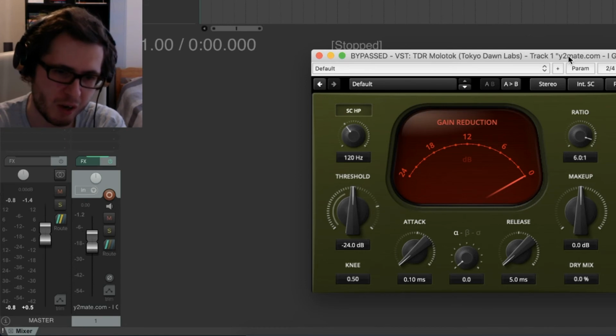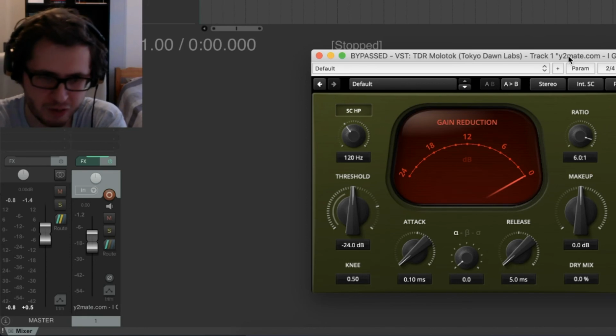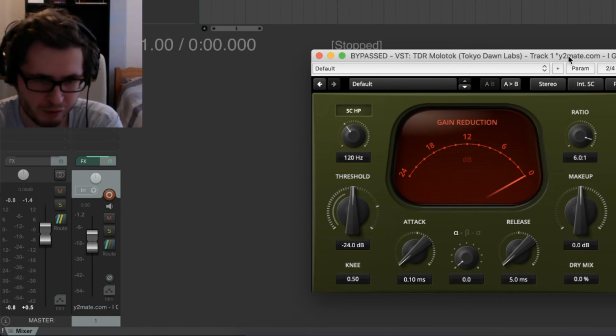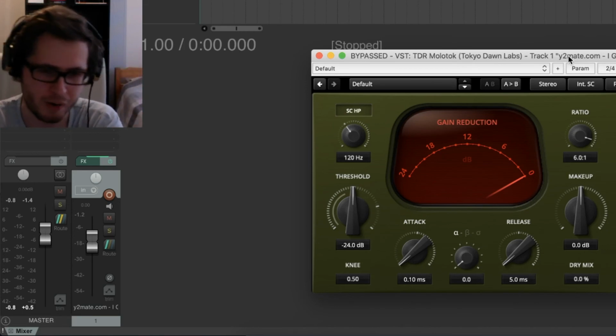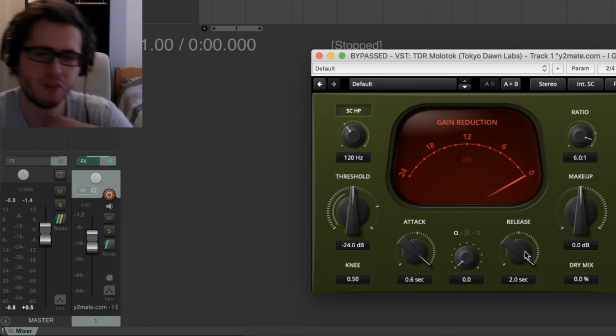a particular extreme sound that comes with pulling the makeup gain so high with this compressor, because you have to also consider that this is quite a character-based compressor. There's a lot of saturation that comes with it. It's quite aggressive. It's not as transparent as other compressors. At the same time, you don't always want your attack and release to be too long.